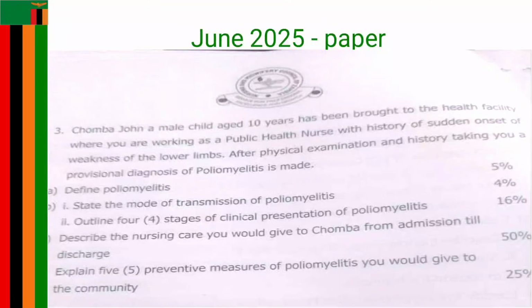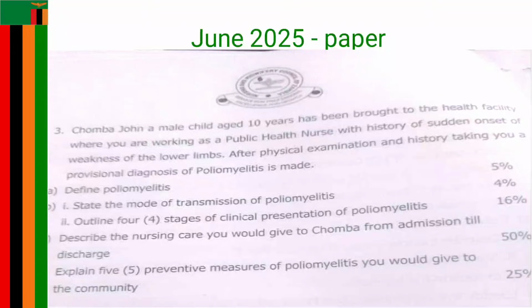you are working as a public health nurse with history of sudden onset of weakness of the lower limbs. After physical examination and history taking, your provisional diagnosis of poliomyelitis is made. Question A, define poliomyelitis. Question B1, state the mode of transmission of poliomyelitis.